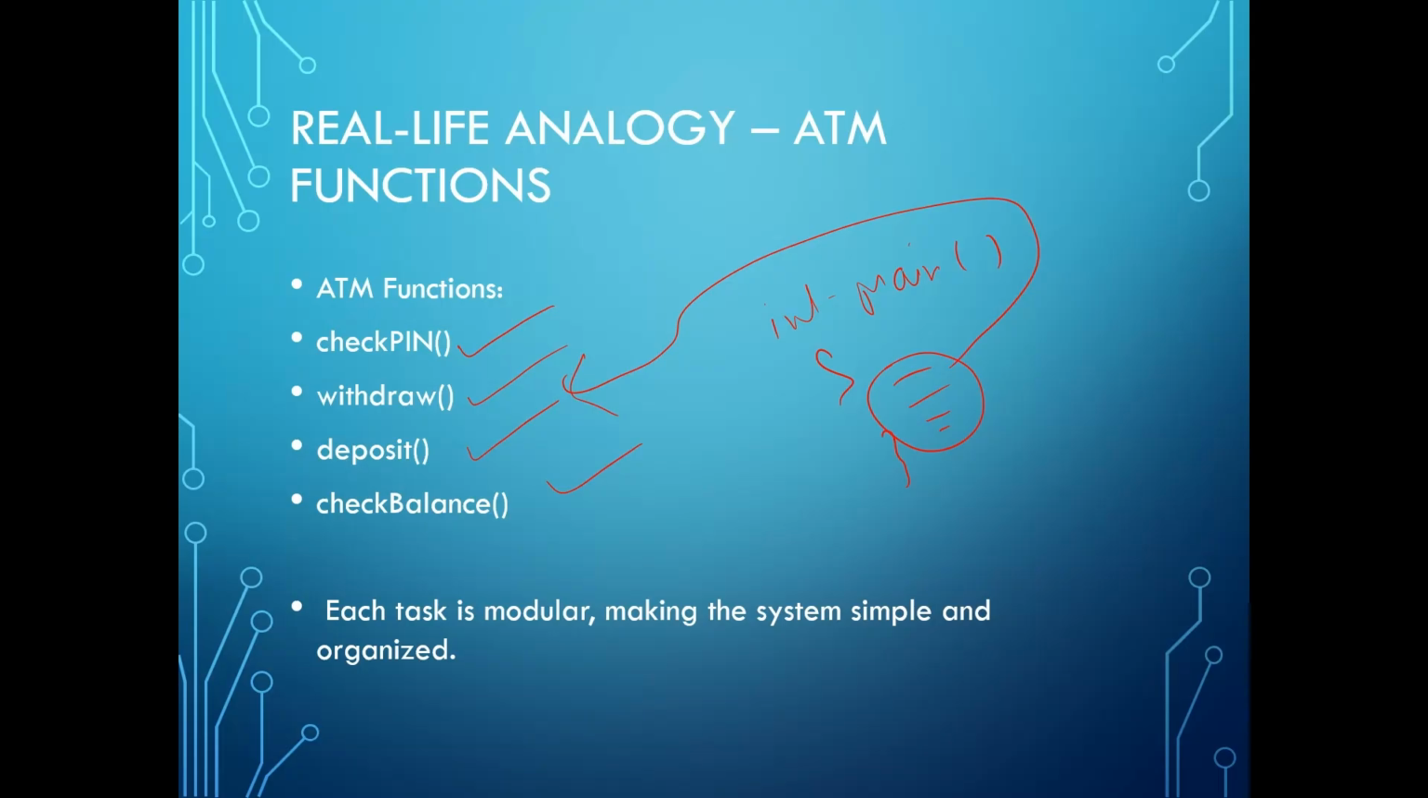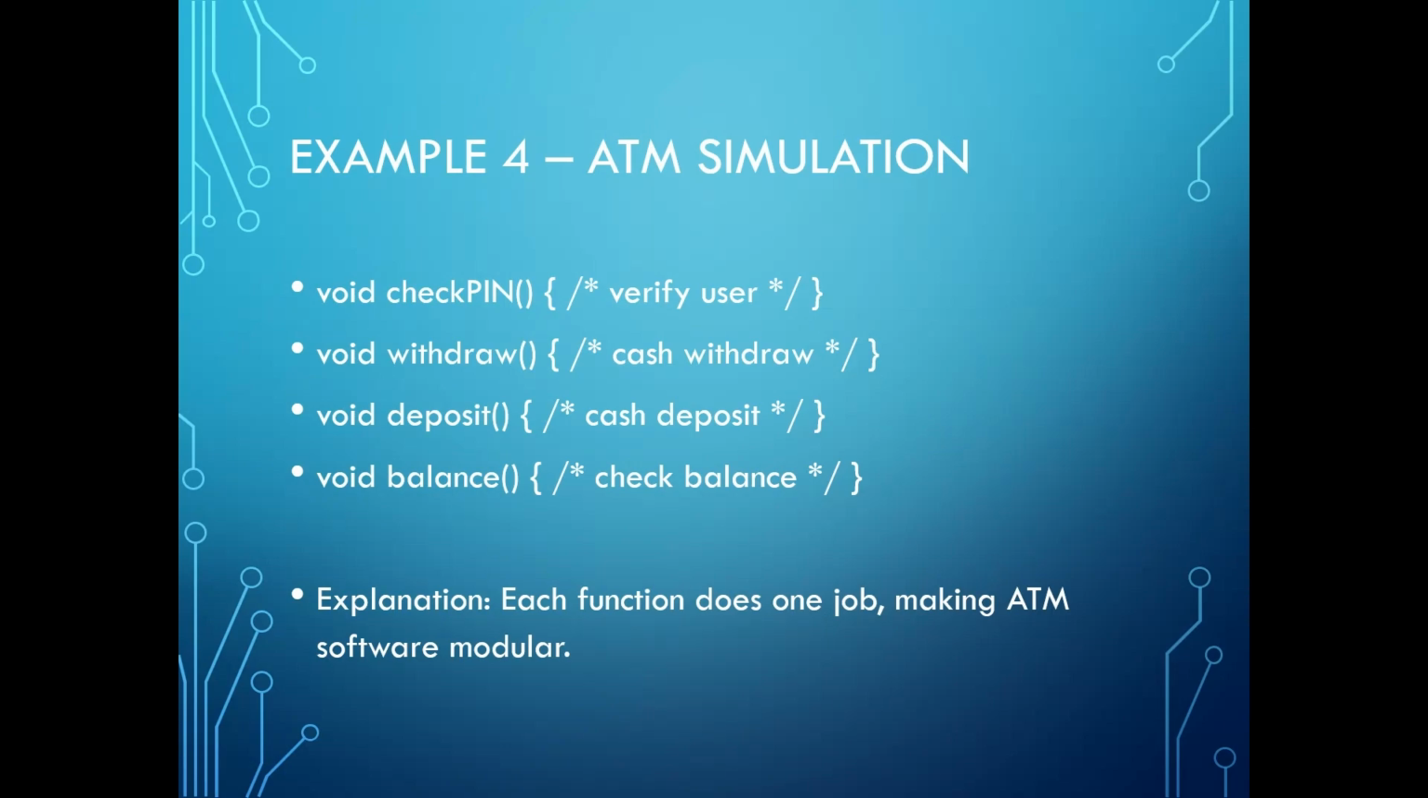So this is a real-time analogy for an ATM function. You can try these yourself, and if there is any question, you can comment in the comment box below. And the ATM solution, yes, this is what we have talked about. In checkPin, you can verify the user. In withdraw, you can withdraw, and similarly deposit and check balance functions, you can make like that.